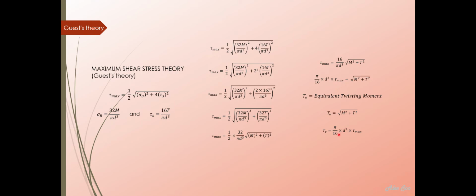Now, the next part is Rankine's theory, sometimes known as the maximum normal stress or principal stress theory. So you have sigma max equals half sigma b plus half square root of sigma b squared plus 4 tau s squared. That is your shear stress. And we know that sigma b is equal to 32 M over pi d cubed, and the shear stress is equal to 16 T over pi d cubed. Then substitute sigma b and the shear stress into this, so you will come to this equation here.